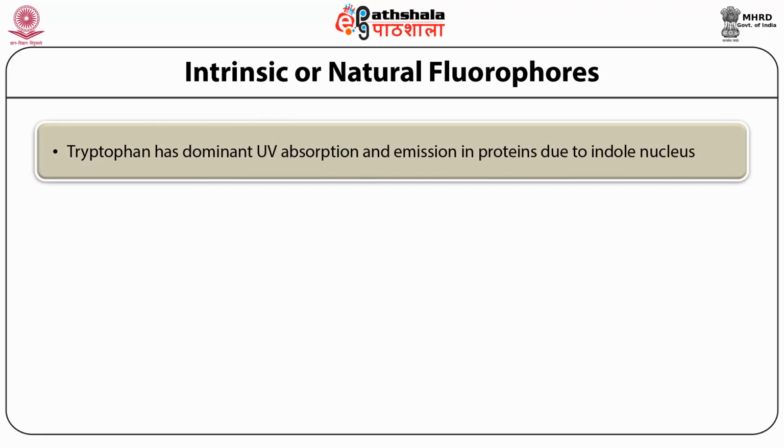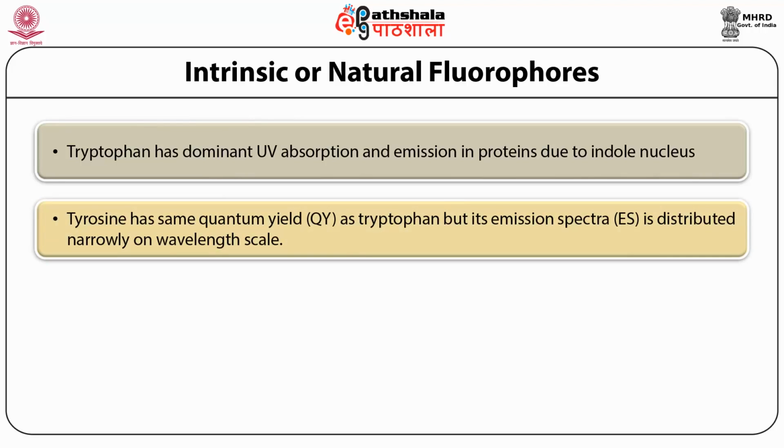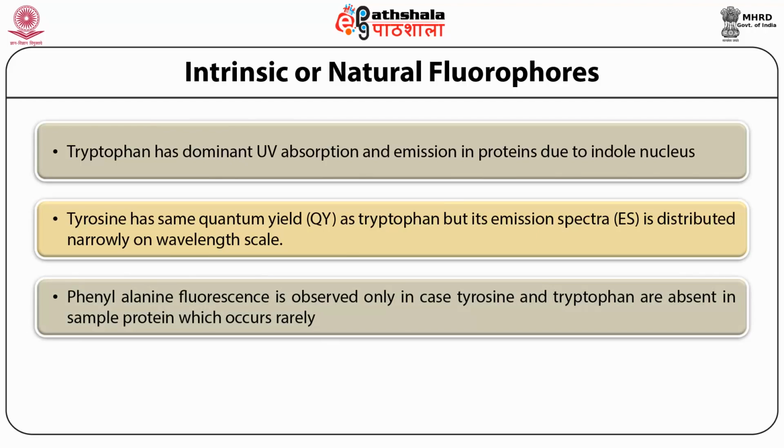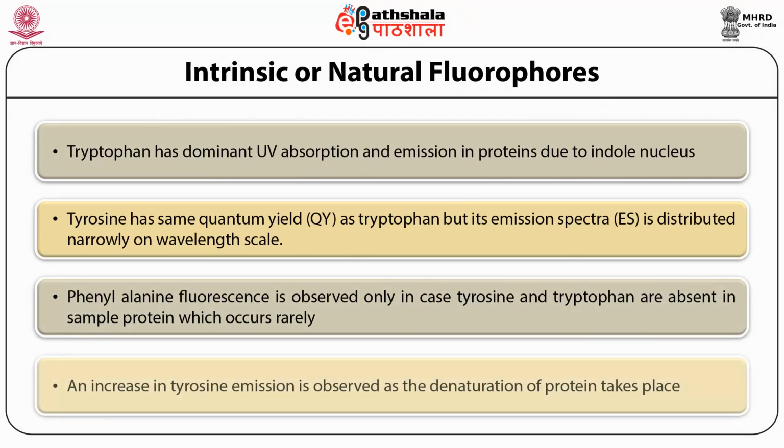Tryptophan has dominant UV absorption and emission in proteins due to the indole nucleus. You could see from the graph that the intensity of the tryptophan absorption is very high. Tyrosine has the same quantum yield as tryptophan, but its emission spectrum is distributed narrowly on the wavelength scale. Phenylalanine fluorescence is observed only in case tyrosine and tryptophan are absent in the sample. An increase in tyrosine emission is observed as the denaturation of the protein takes place.